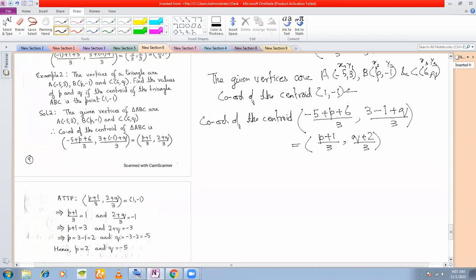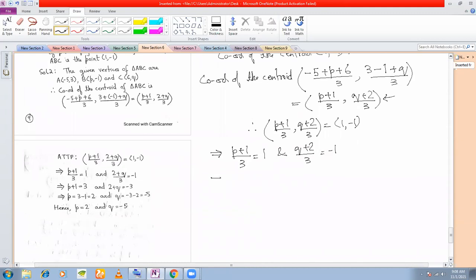Because the coordinates of the centroid are given to you, and these are the coordinates of the centroid in terms of p and q, therefore ((p plus 1)/3, (q plus 2)/3) must be equal to (1, -1). So now you equate the x and the y coordinates separately. You get (p plus 1)/3 is equal to 1, and (q plus 2)/3 is equal to minus 1. So these two are the equations that you need to solve to get the values of p and q.